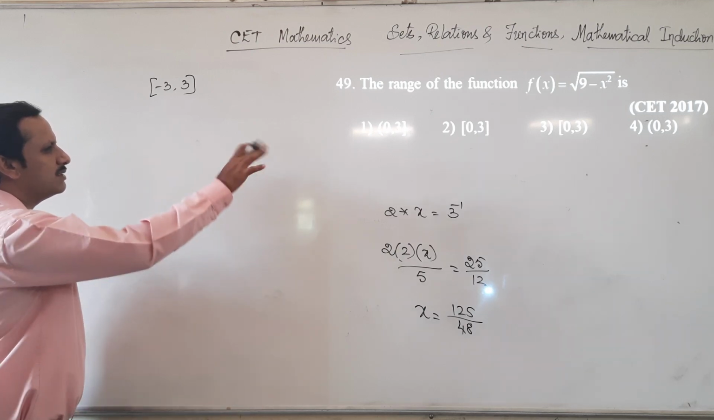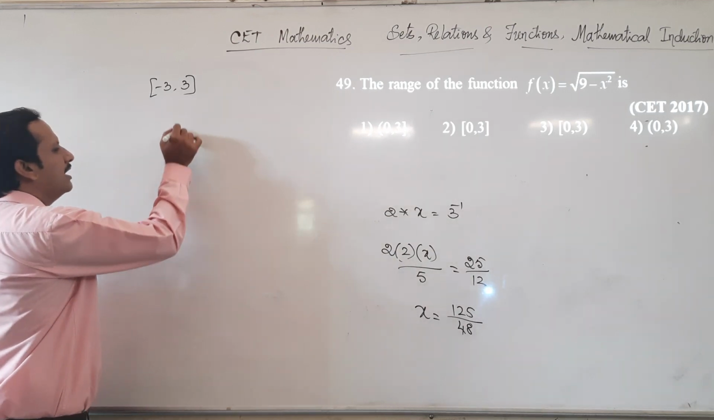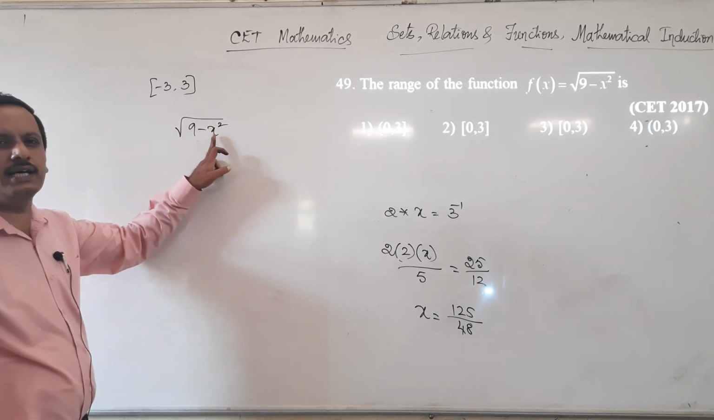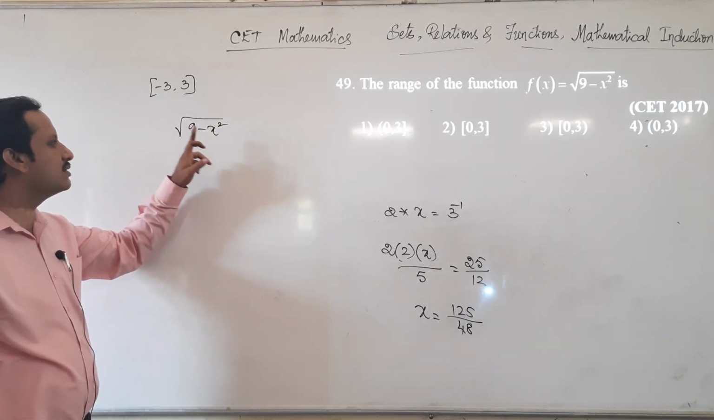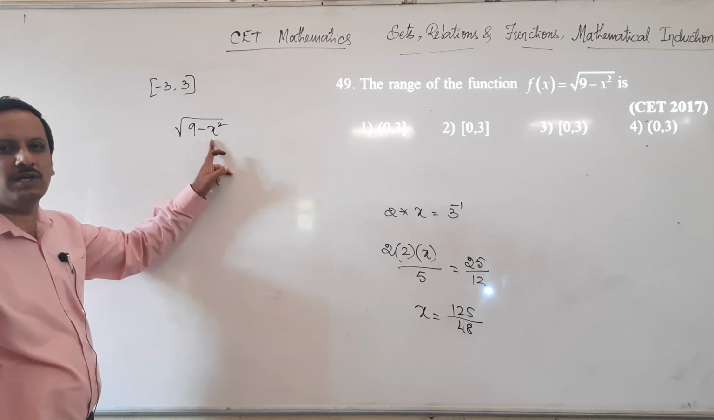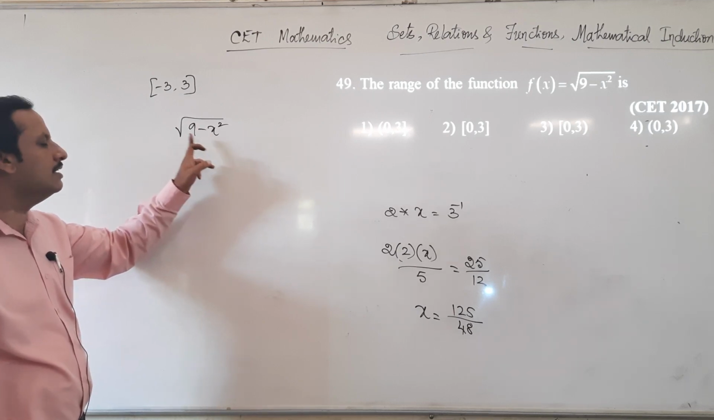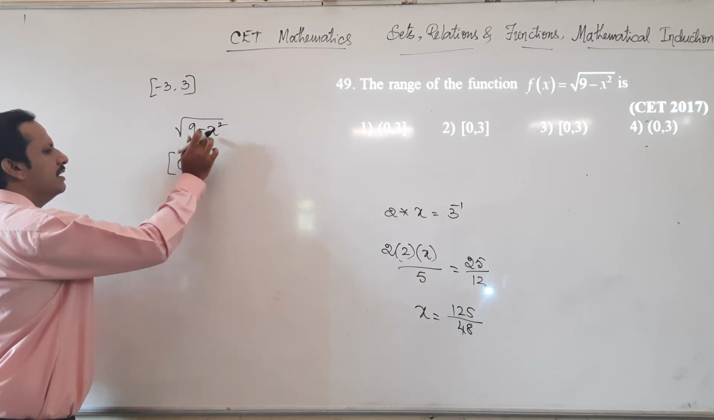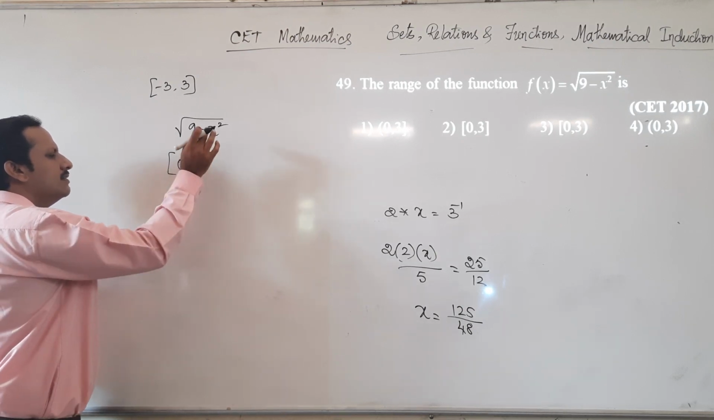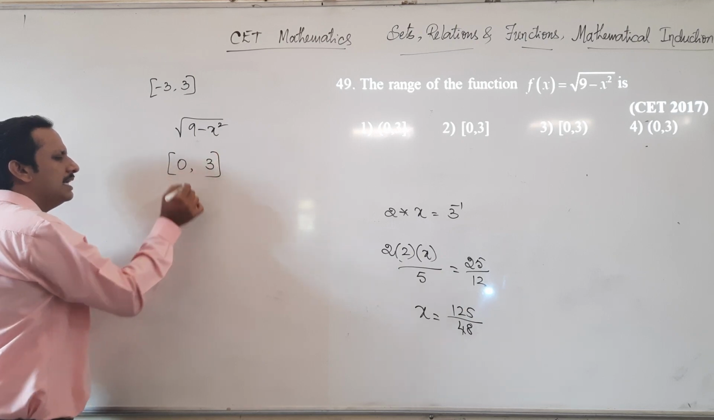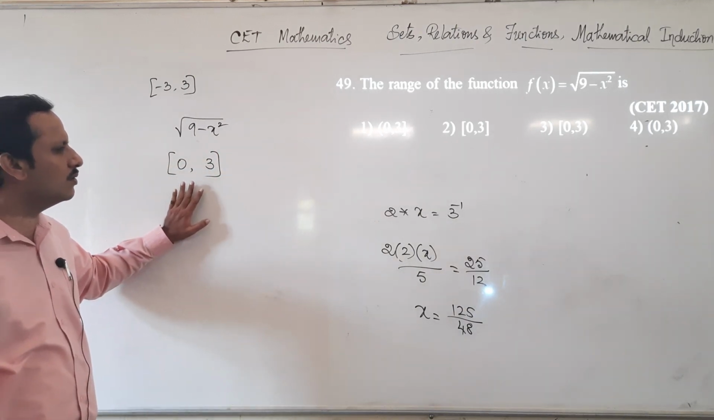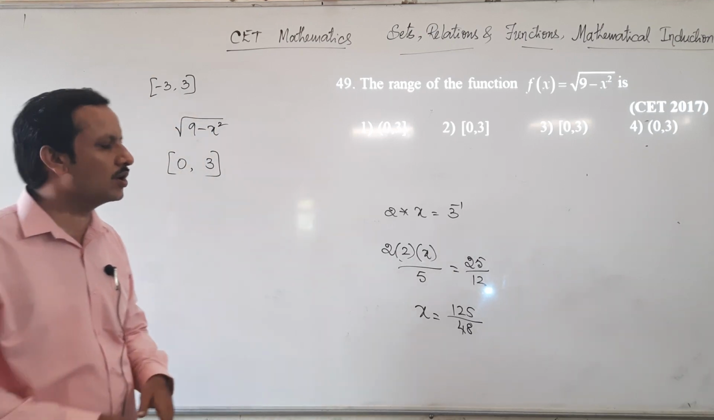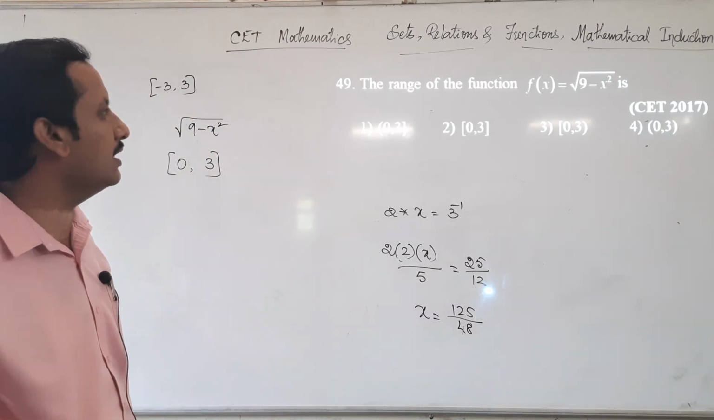Right, so this root of 9 minus x square will be maximum when x is 0, and this will be minimum when x is equal to 3 or minus 3. So when x is 3, this will be 0. When x is 0, this will be equal to 3, and this is the range, 0 to 3. The domain is minus 3 to 3, and the range is the closed interval 0 to 3.